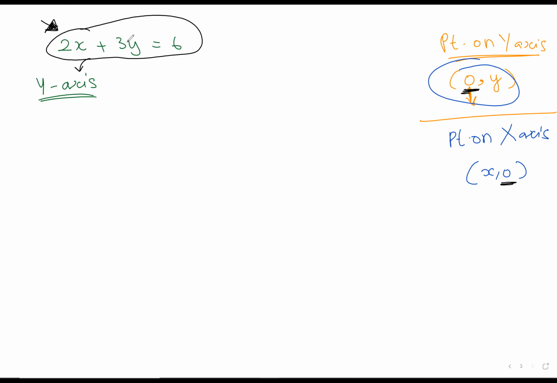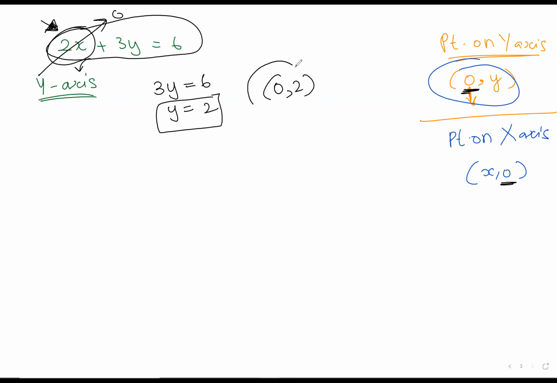X. Yes, this part will be 0. So this part is cancelled, it is 0. So our equation becomes 3y is equal to 6. That means y is equal to 6 divided by 3, and that is 2. So we know already that our x coordinate is 0, and the y coordinate, we found out, is going to be 2. So that is how we found it out.